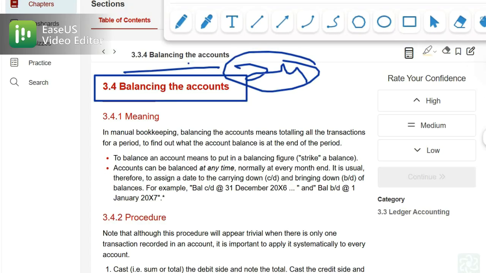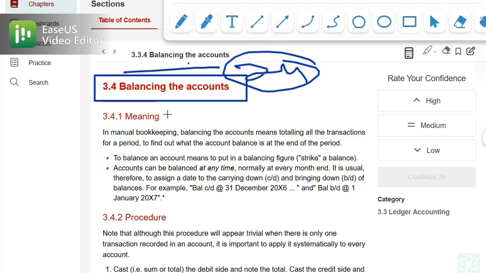Balancing an account means adding up all the debits and credits in that account for a given period, like a month or year, and finding out the difference. So we call that balancing the accounts, right? Now the difference is called the balance, and this balance is then carried forward to the next period.